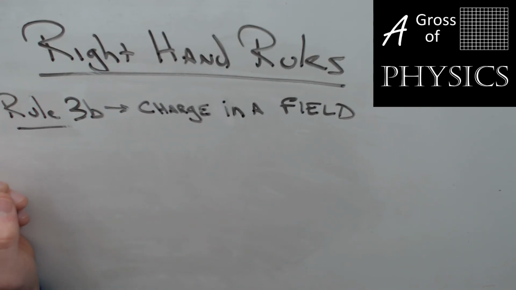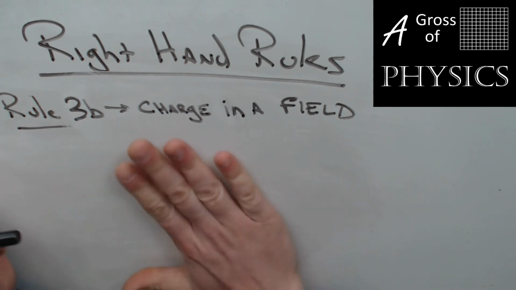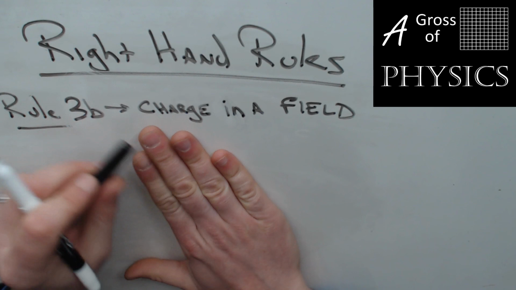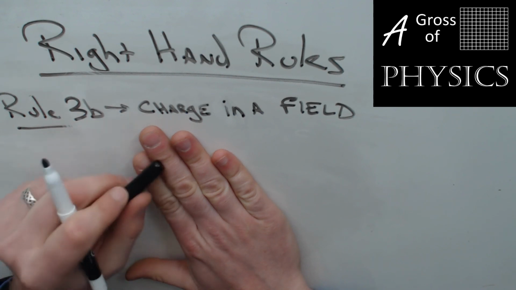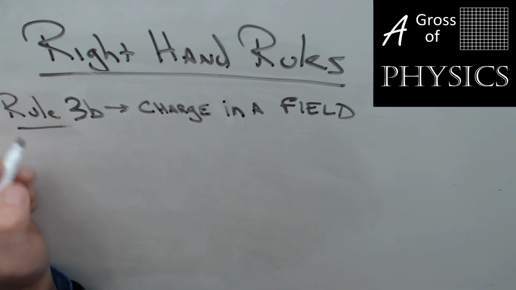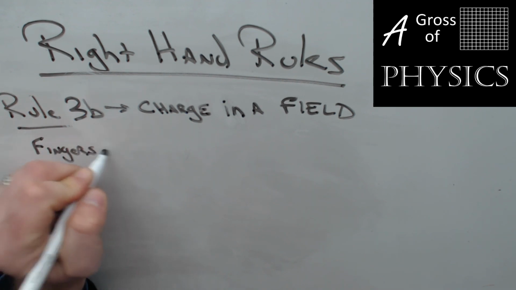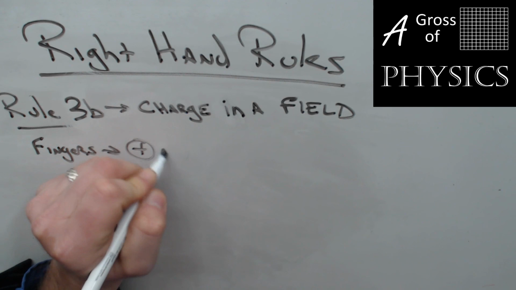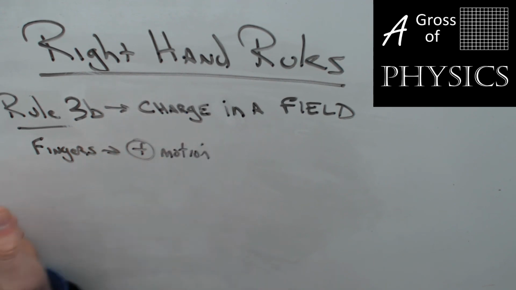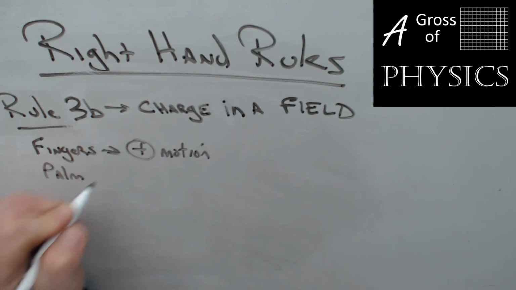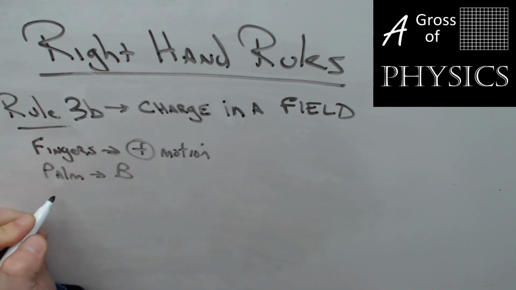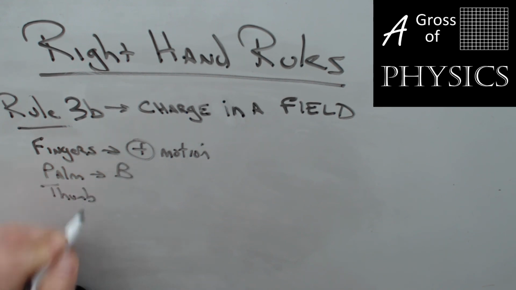Right-hand rule 3B is very similar to 3A in the fact that you use your hand flat. So you're going to have your hand flat like this. Your fingers are going to represent the direction of the charged particle, in this case a proton. So fingers is the proton motion. Your palm is the field, so B, and your thumb is the force.